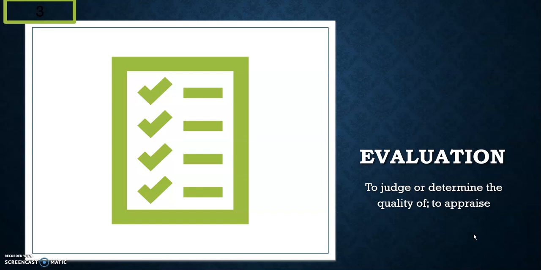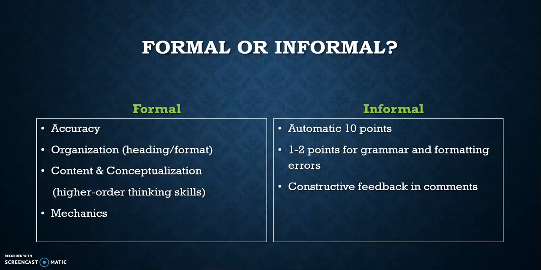The third reason why you want to incorporate a blog, because again, it allows you to judge or determine the quality of their posts. You get to evaluate their learning. Now, I want to talk to you about two ways that you can do this. You can evaluate the students formally if you incorporate a blog, or informally. If you choose to do it formally, you're going to use a specific rubric where you're going to look at some specific categories. And I look at accuracy, whether or not they fulfill the instructions for the assignment.